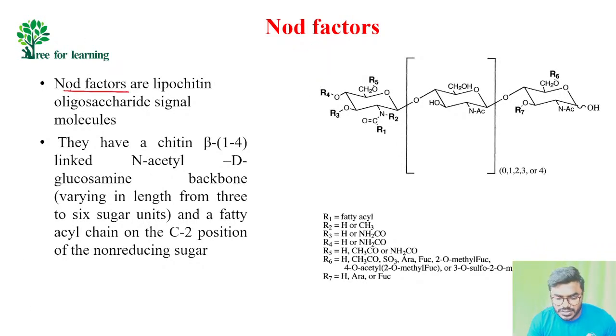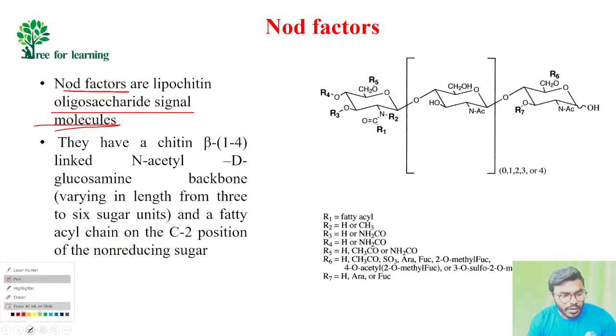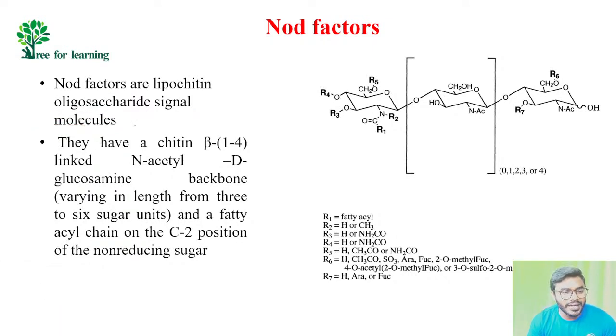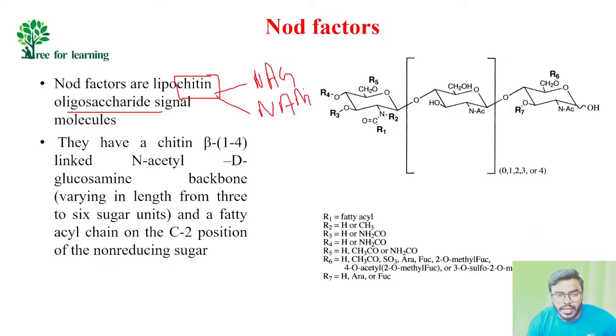Nod factors are lipochitin oligosaccharide signaling molecules. What is that? Nod factors are lipochitin oligosaccharide. You all people know, right, friends? Chitin. We all know that chitin is actually made up of what, friends? Two different types of sugars. One type of sugar we can call NAG, another type of sugar we can call NAM. N-acetyl glucosamine and N-acetyl muramic acid, right?